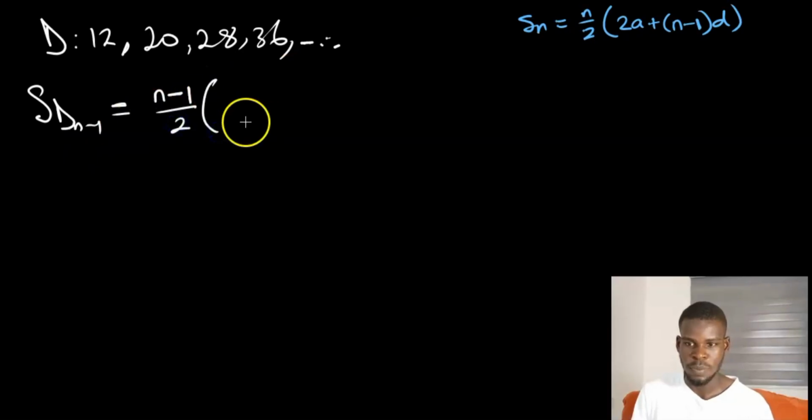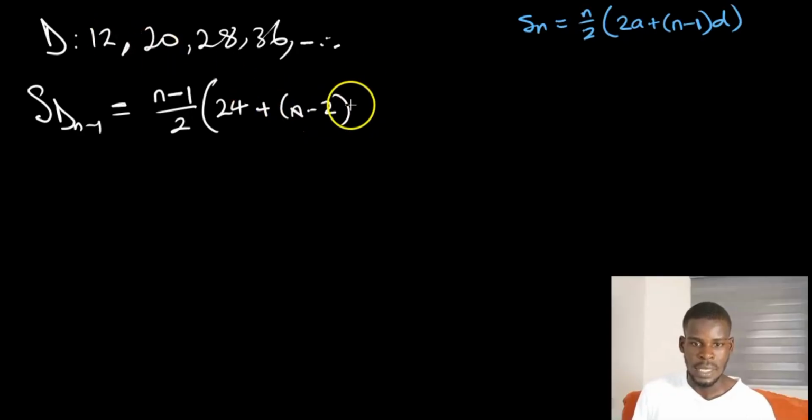Divided by 2, multiplied by 2 times a. Well, our a here is 12, so we double that, which gives us 24. Then we add n minus 1. In this case, it's already n minus 1, so when we subtract 1 from it, we're going to have n minus 2. Then our common difference here is 8. Good. So let's do the work on that.